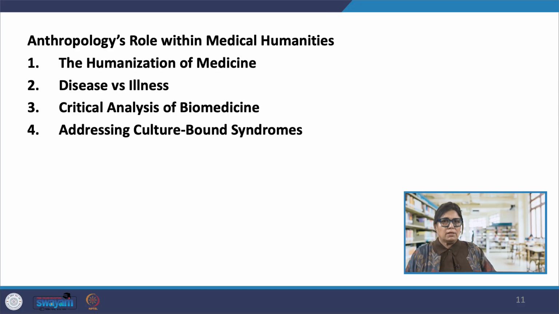Fourthly, addressing culture-bound syndromes. Anthropology identifies conditions that are recognized as diseases only within specific cultural groups. For example, susto in Latin America or koro in China. These examples illustrate how culture can dictate what is considered normal or pathological. Then coming to philosophy. Well, what is philosophy's role in medical or health humanities?